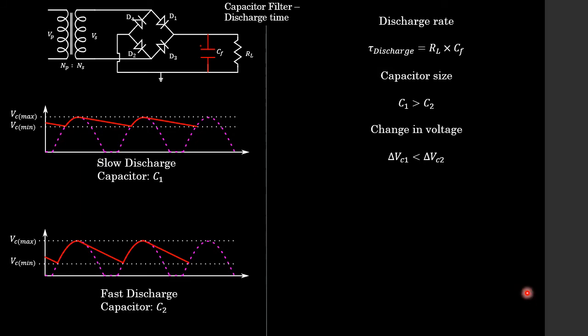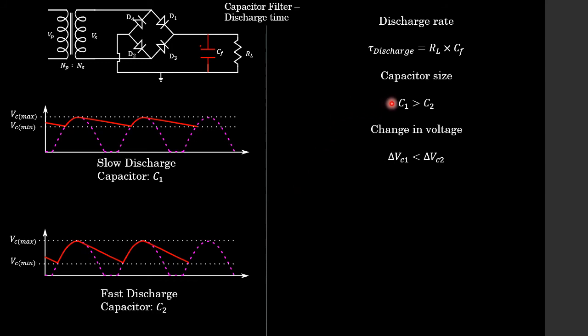Now, students, looking at the discharge time of our capacitor, we know that the discharge time constant, tau discharge, is given by the capacitor multiplied by our load resistor. We can actually manipulate the discharge time according to the size of our capacitor. On this first plot we have a very slow discharge, given by capacitor C1, and on the second plot we have a much faster discharge, given by capacitor C2. You can see it takes a long time for the first capacitor to discharge before it hits the next half cycle, whereas for capacitor C2 it hits the next half cycle much quicker.